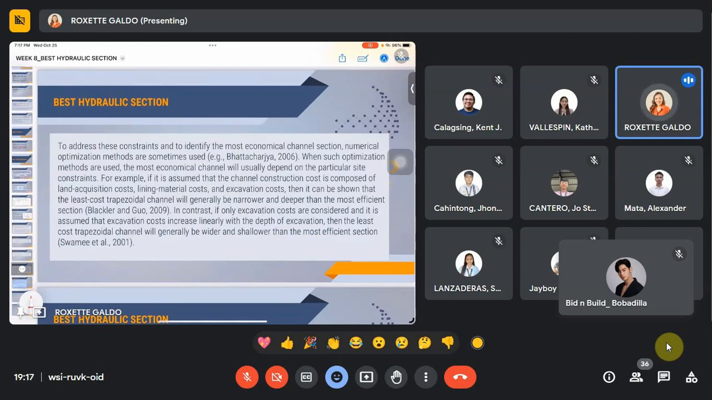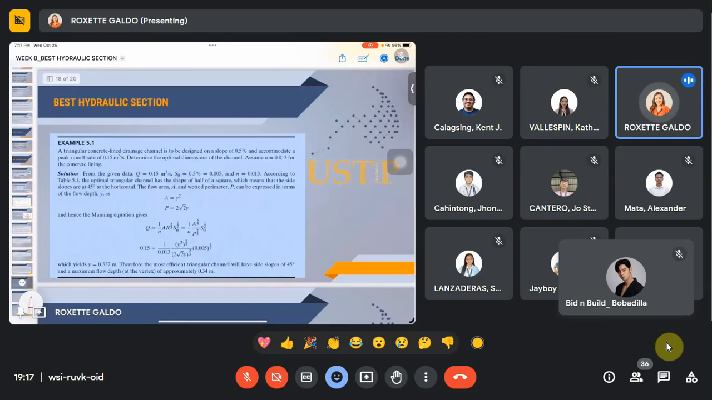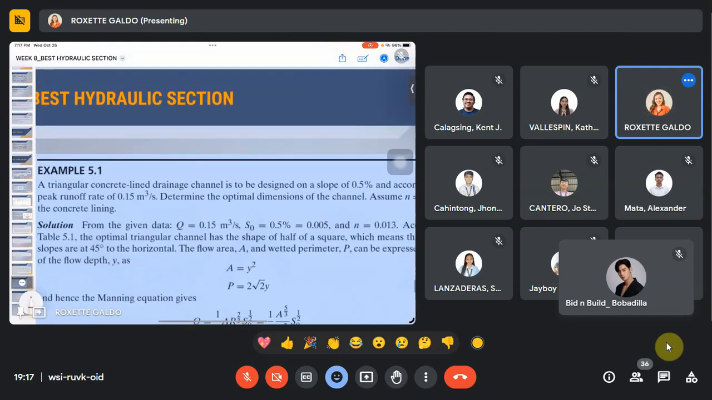Okay, so we will read this one. So let us have a very simple sample problem here. Okay, so if I'll just zoom in a little.